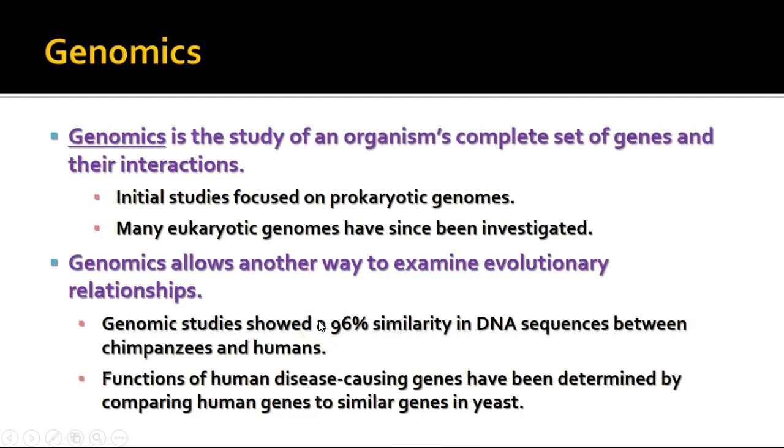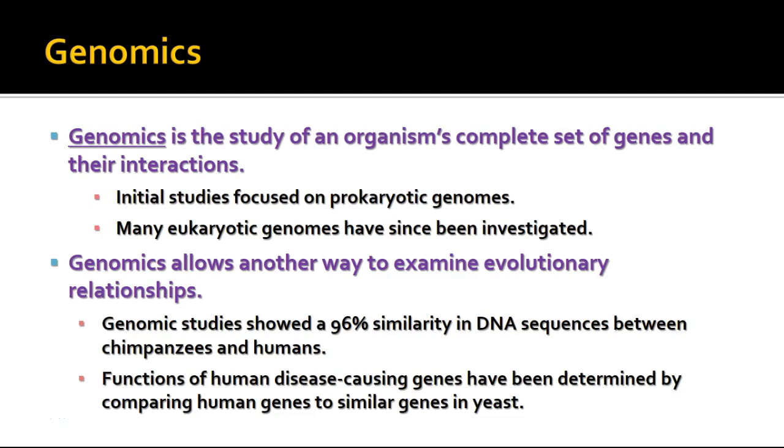Genomics is what we study when we look at the complete set of genes and their interactions in organisms. The first ones that were studied were actually prokaryotic genomes. They're relatively small compared to eukaryotic ones. Since that was first done back in probably the 1970s or 80s, a lot of eukaryotic genomes have been investigated since then. This lets us look at evolutionary relationships.